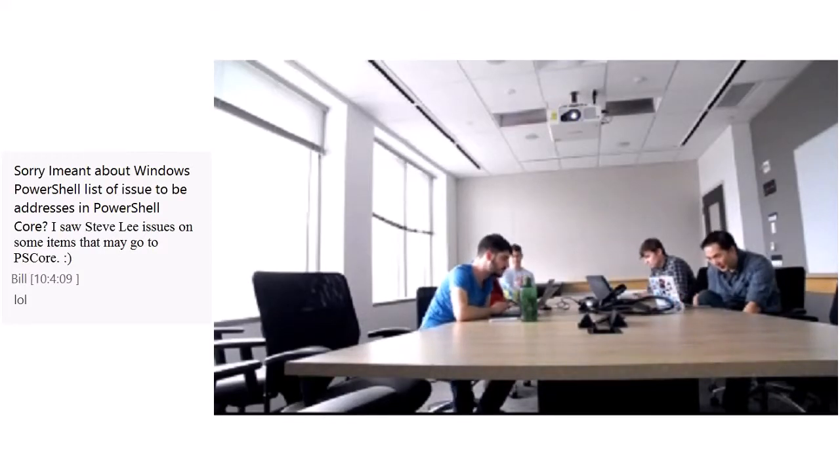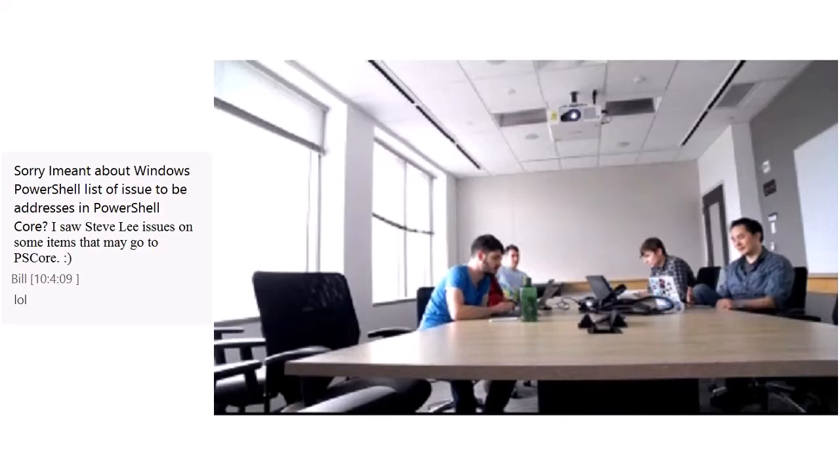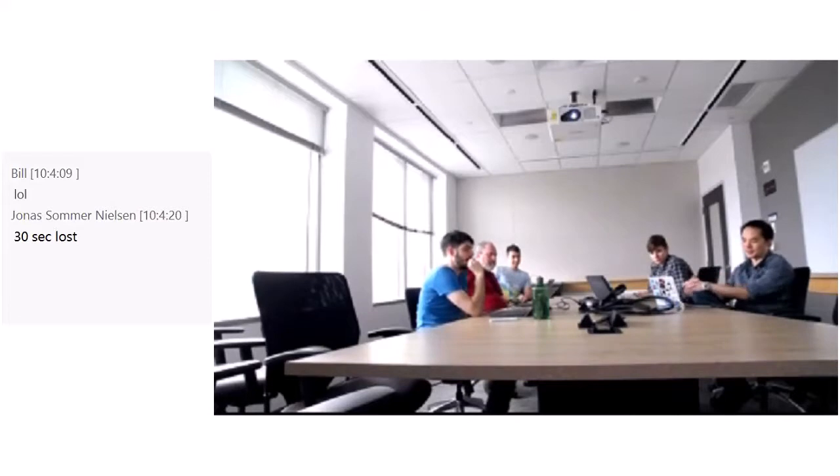So Maximo is saying, I meant about the Windows PowerShell list of issues to be addressed in PowerShell Core. So going the other direction. Yes, so we lost 30 seconds. I think the last part of what Joe is saying is that in general, we're not making big changes in the Windows code base, whether it's ISE or Windows PowerShell. However, if there is some compliance or regulatory stuff like accessibility, then we have to make those changes. In this case, we had to make that change in ISE, which caused the break. And we fixed it, unfortunately late.